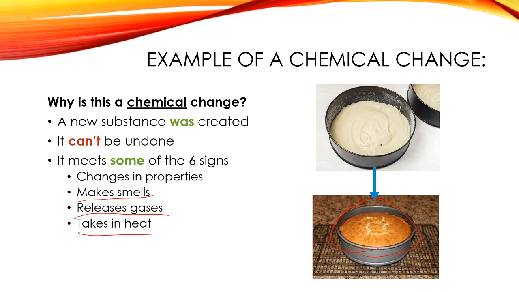If you just leave your cake batter sitting around on the counter all day, nothing's going to happen because you have to put it in the oven and give it a whole bunch of heat in order to cause the chemical change to happen, to make that cake bake. So since it meets some of those 6 signs, we know it's a chemical change.